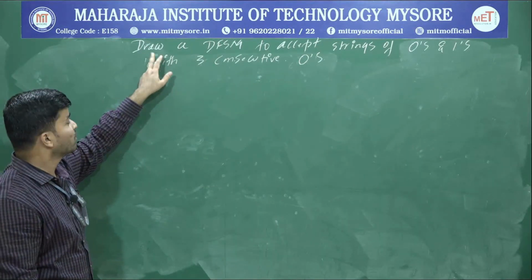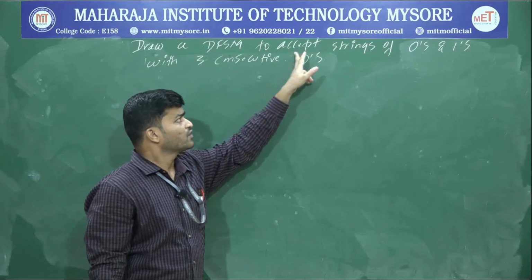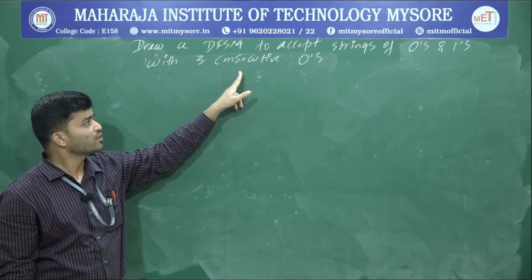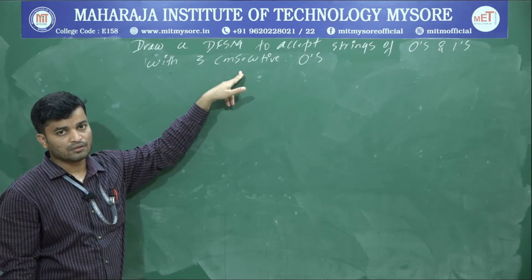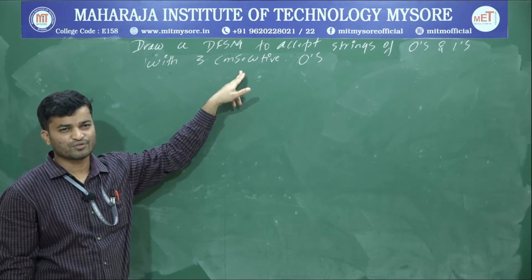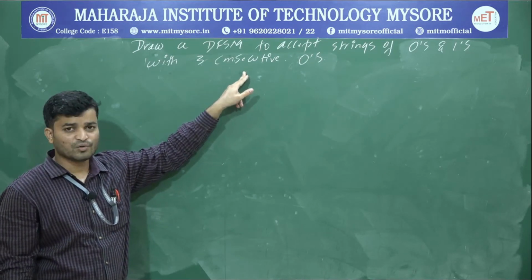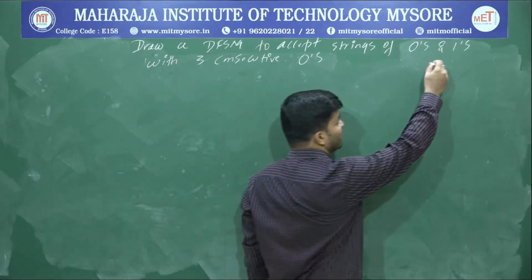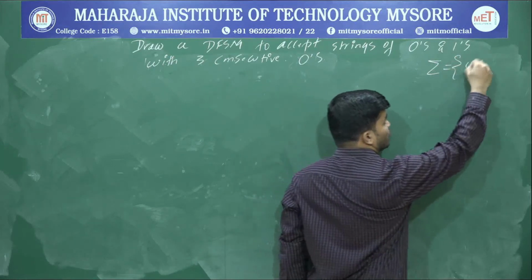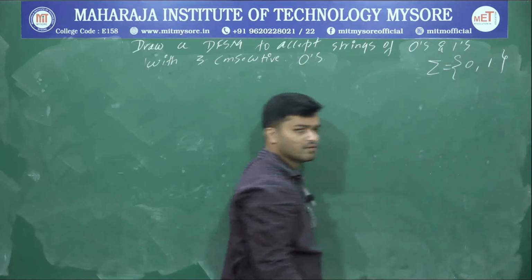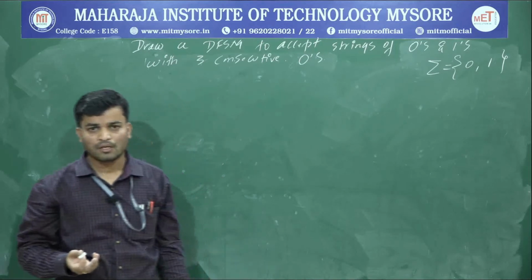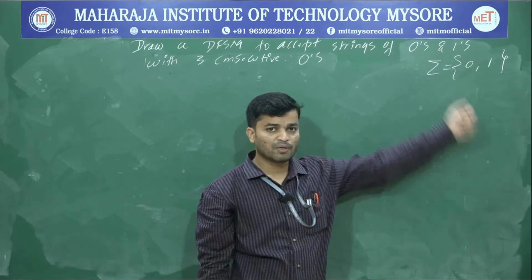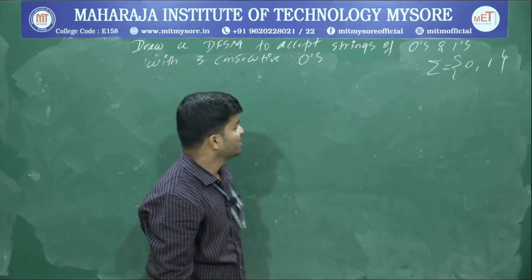So the next problem: draw a DFSM or a DFA to accept strings of zeros and ones with 3 consecutive zeros. Consecutive zeros means continuous zeros. There should be 3 continuous zeros, or the substring 000. Strings of zeros and ones means sigma is 0, 1. Strings of A's and B's, sigma is A, B. Strings of A, B, C, sigma is A, B, C.